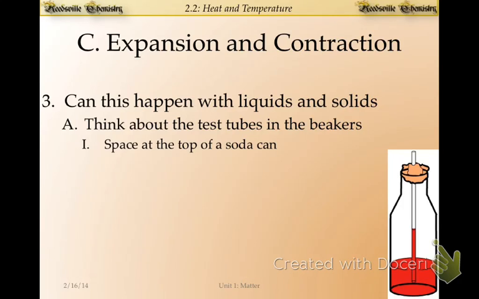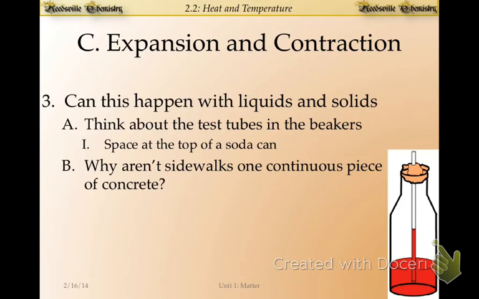What's an application of this? We'll take a look at a soda can or a soda bottle. There's always space at the top, right? This is for expansion. If you take a soda can and you place it outside on a very hot day, the water that makes up most of that soda is going to expand. And if the soda were full to the top, that soda can would burst. So that's why we always leave space at the top of the can.